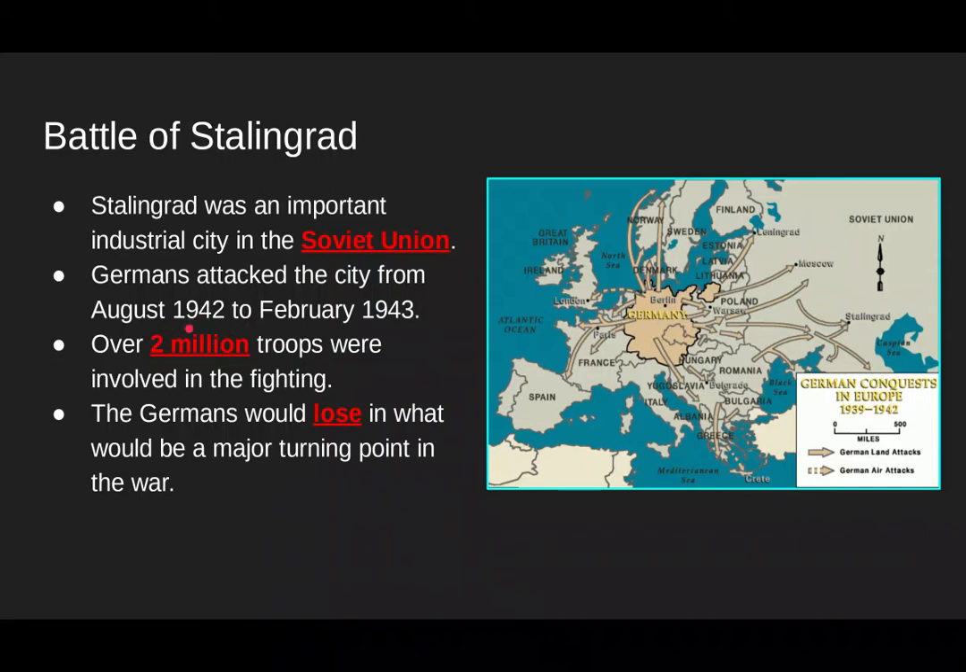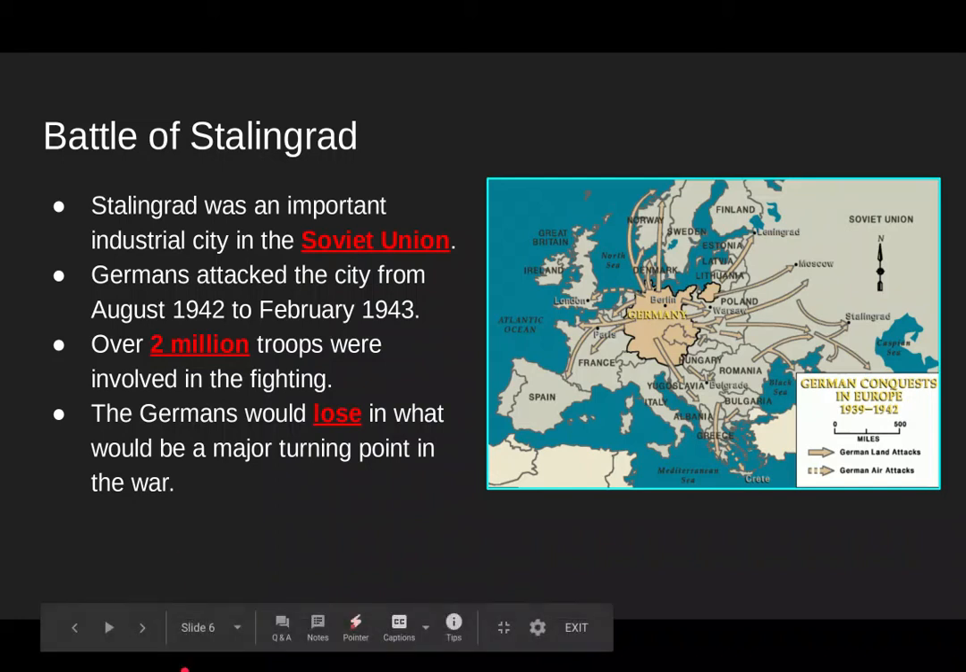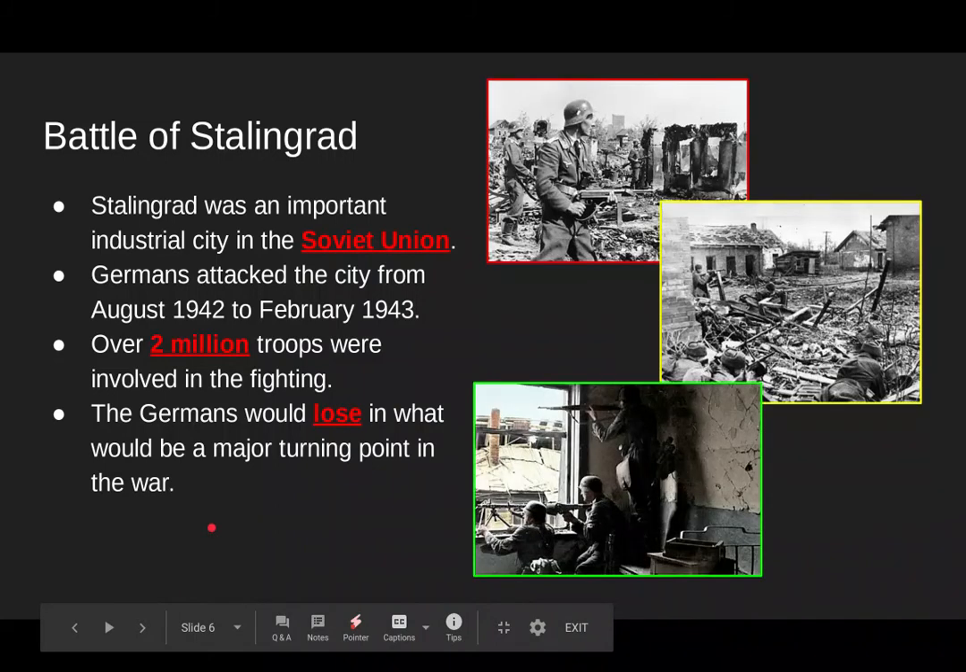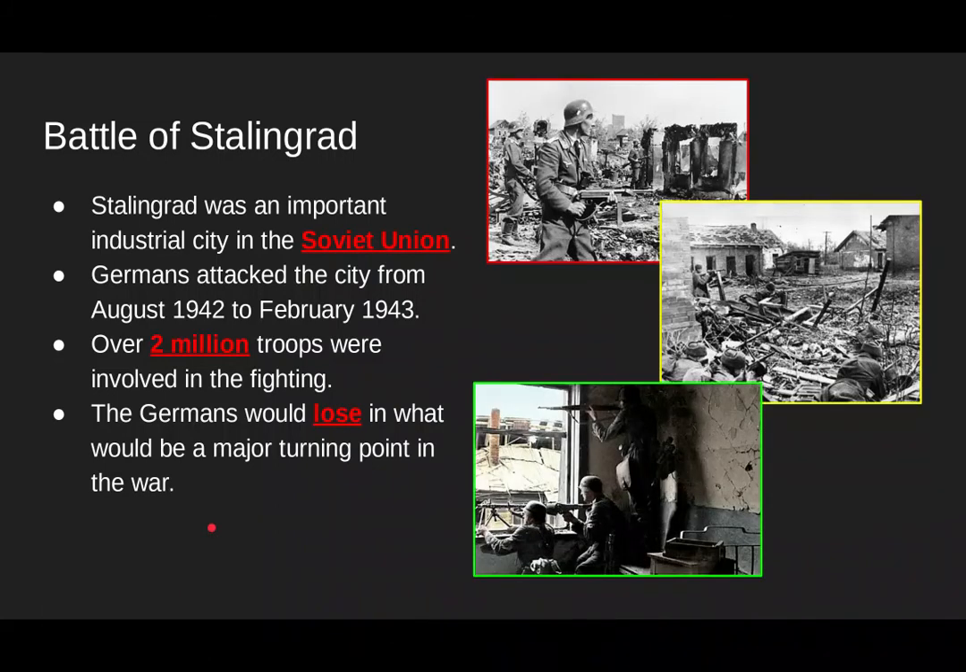It lasts from August 1942 all the way until February of 1943. There will be over 2 million troops involved in this conflict. That's both Nazi troops and Soviet troops. And as a result, you are also going to see hundreds of thousands of people, millions of casualties in this city, not just troops and casualties, but also civilian casualties as well, the citizens of Stalingrad.